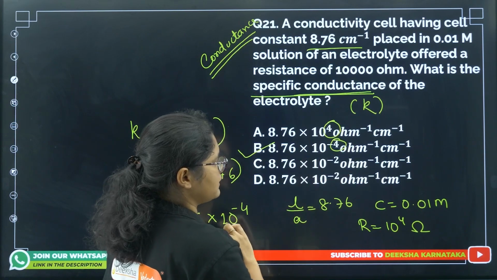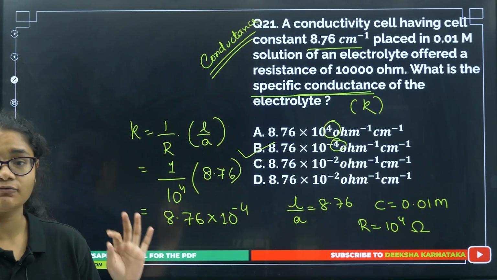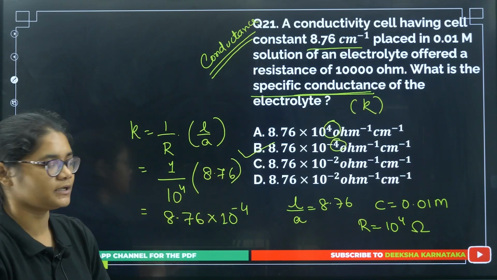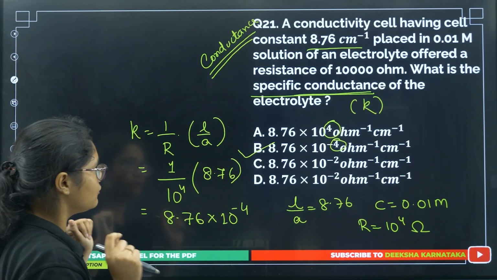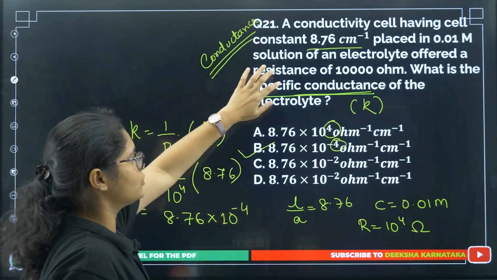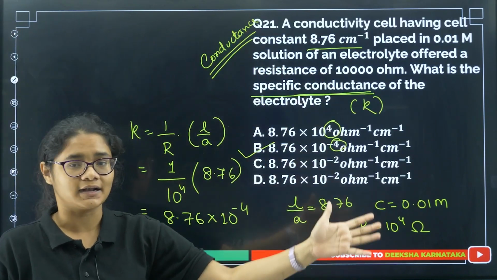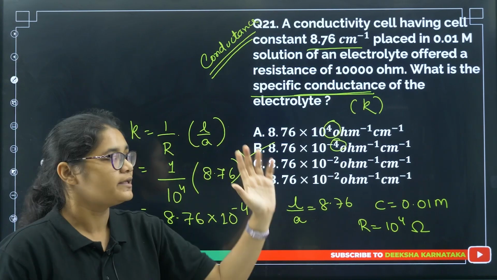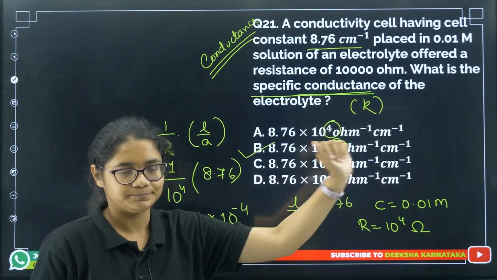See how the options are very confusing. 10 to the power of minus 4 is given, right? So you need to be very, very careful while choosing the options. The correct answer for this question will be option number B. I hope everyone got this question correct. Very easy question. The only trick here is to know that specific conductance is just conductivity. Conductivity and specific conductance are the same thing, used with the symbol kappa.